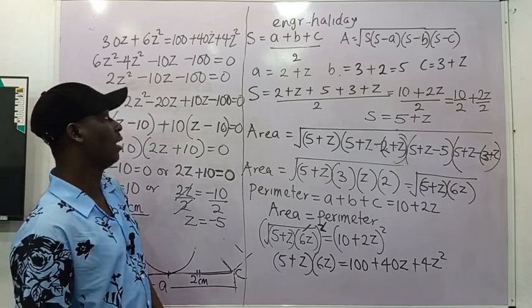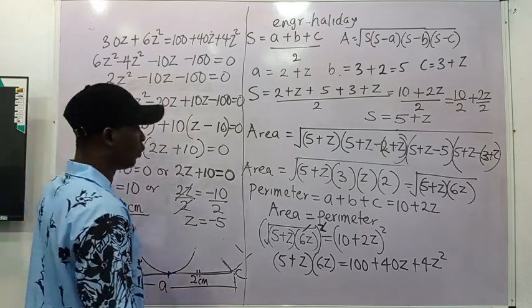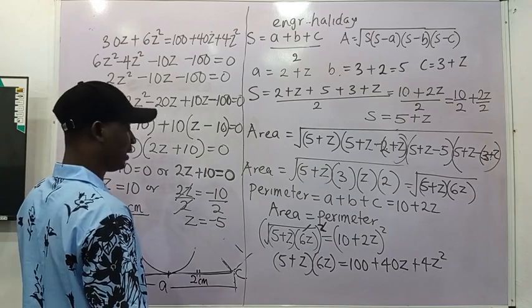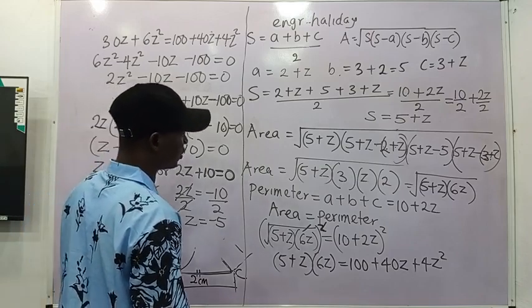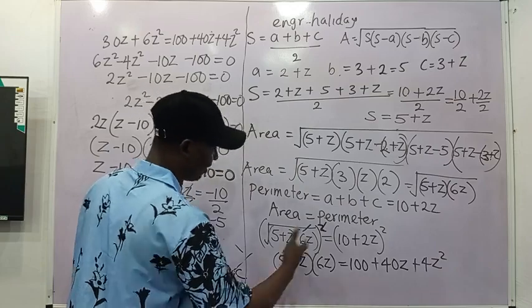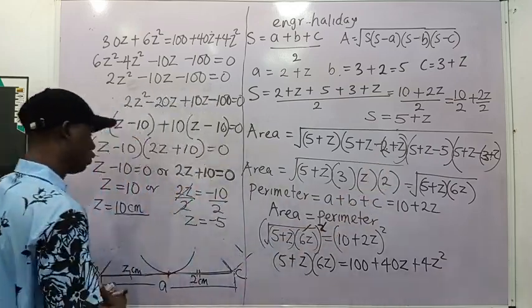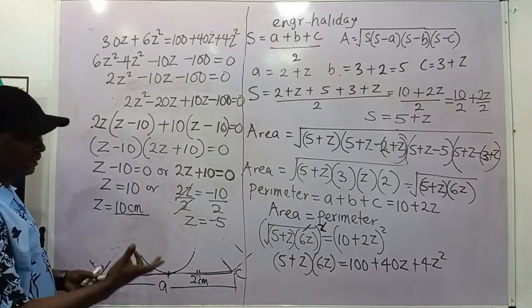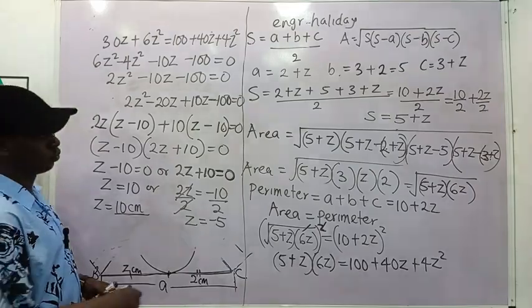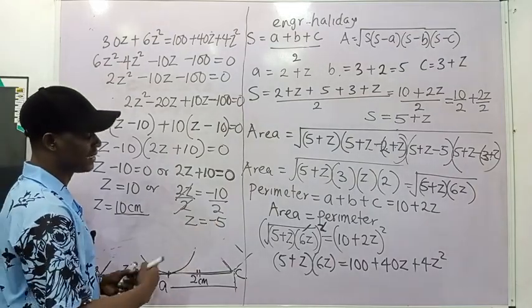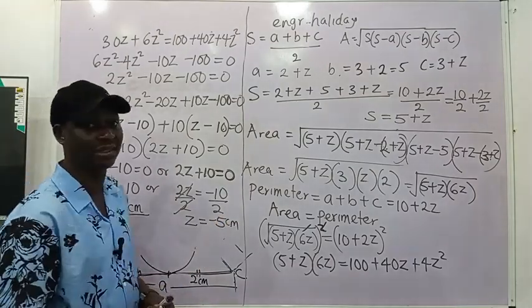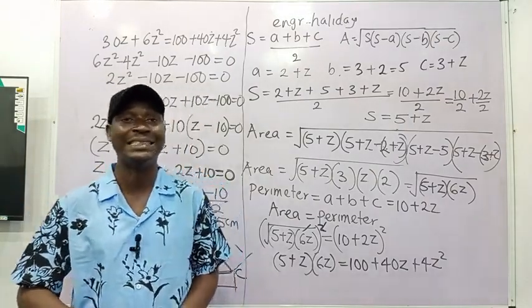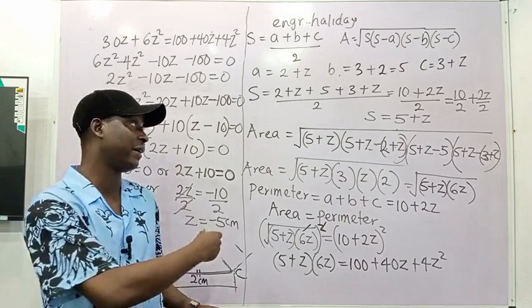60 times 15 is what? About 900. Yes, 900. And square root of 900 is 30. You see that the two sides are equal. So that means the 10 answer you have chosen is correct. So you cannot have negative centimeter because you are looking for length. In physics, we say that is a scalar quantity. So it can never be negative.